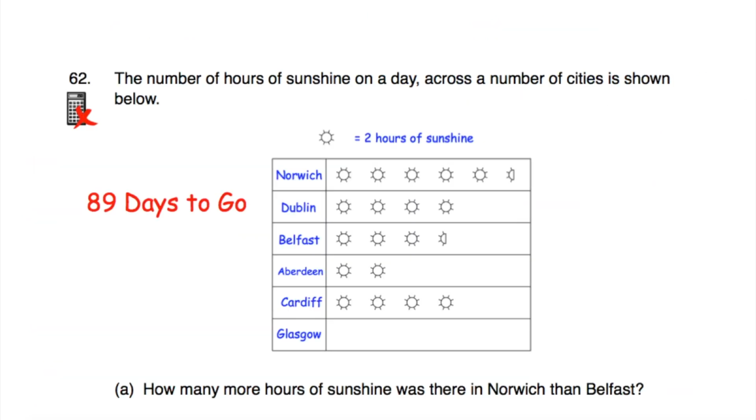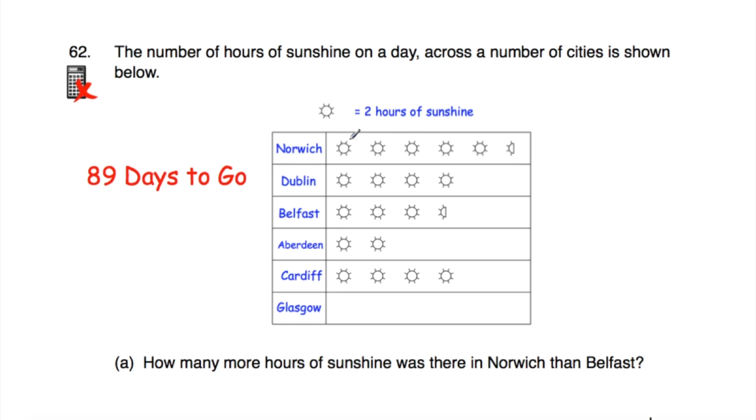So question number 62 is on pictograms. So we've got this pictogram, and each sun represents 2 hours of sunshine. So Norwich would be 2, 4, 6, 8, 10, 11 hours. Dublin would be 8 hours, because 2, 4, 6, 8. Belfast, 2, 4, 6, 7, because it's half a sun, so that means it's going to be 7. Aberdeen, 2, 4. And Cardiff, 2, 4, 6, 8.